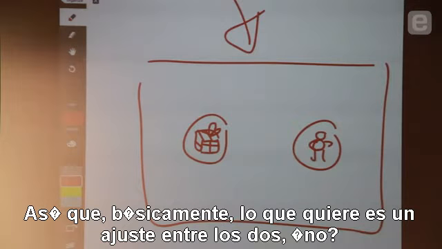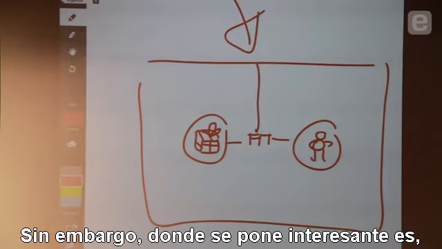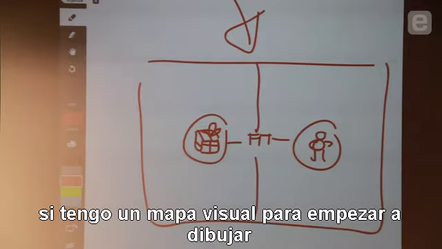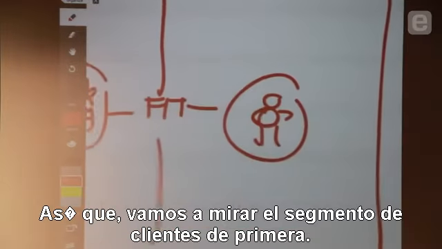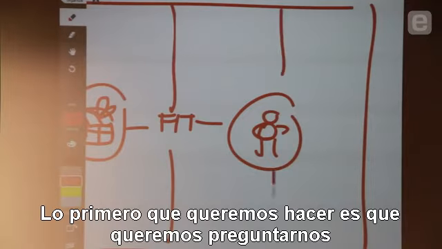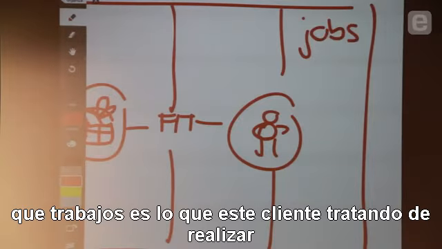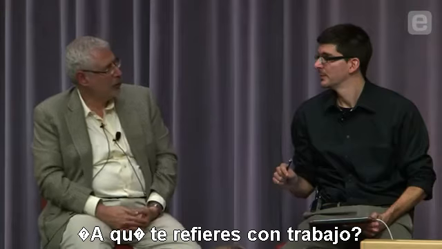So what you basically want is a fit between the two, right? So we already had that. But where it gets interesting is if I have a visual map to start sketching this out and understanding it better. So let's look at the customer segment first. First thing we want to do is ask ourselves, what jobs is this customer trying to get done? What do you mean by jobs?